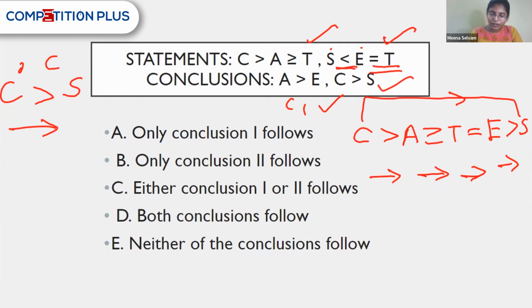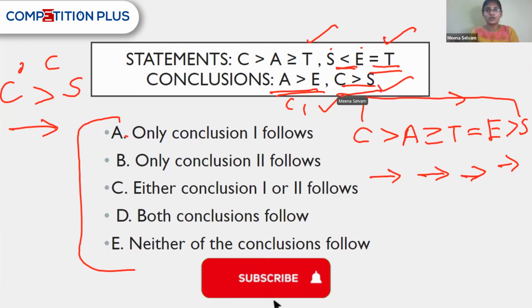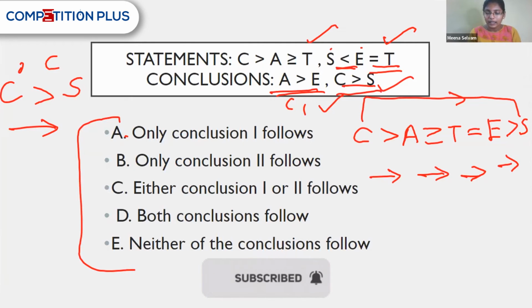Okay, so now have a look at your options given. You will be given this set of 5 options. You need to first understand each and every option given here. Option A is only conclusion 1 follows. In the sense, only conclusion 1, A greater than E, is true and the second conclusion is false. In that case, you have to choose option A. Option B is conclusion 2 alone follows. It means C greater than S. Only conclusion 2 is true. The rest is false.